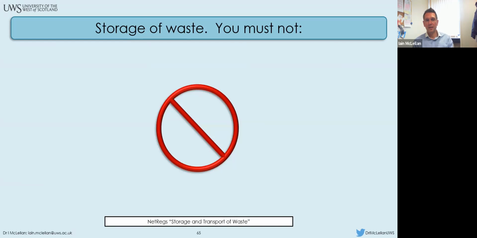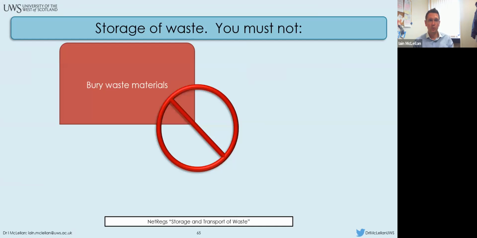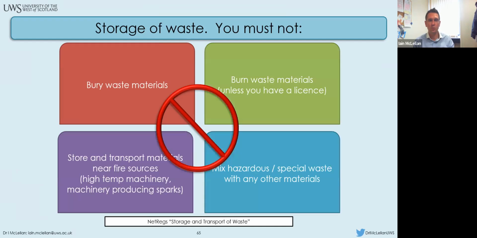You must not, it is forbidden, it's verboten, to bury waste materials, to burn waste materials unless you've got your license, to store it or transport it near fire sources, or to mix the hazardous special waste with any other material. So you need to have an area on your site that's for non-hazardous waste and an area that is for hazardous or special waste. They need to be kept separate. They'll have their own impermeable bunds, their own gates, and their own locking system as well. So you need to keep them separate.